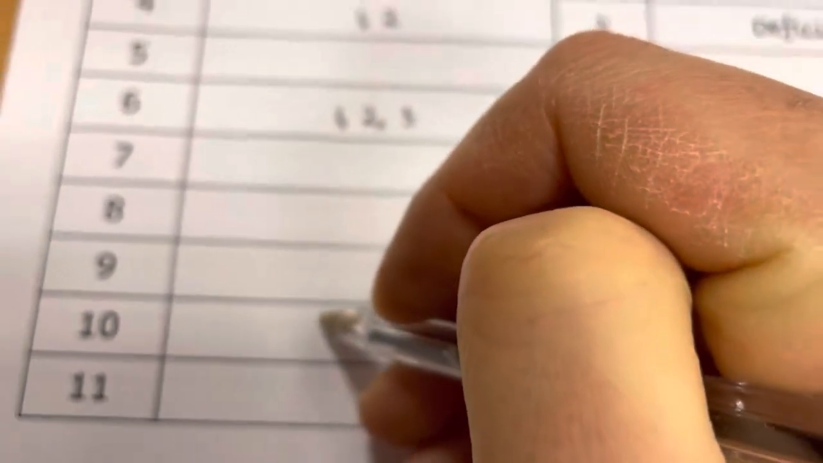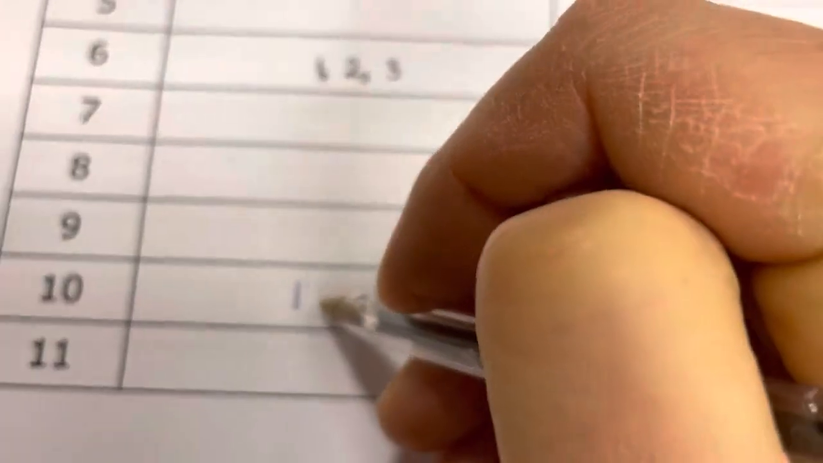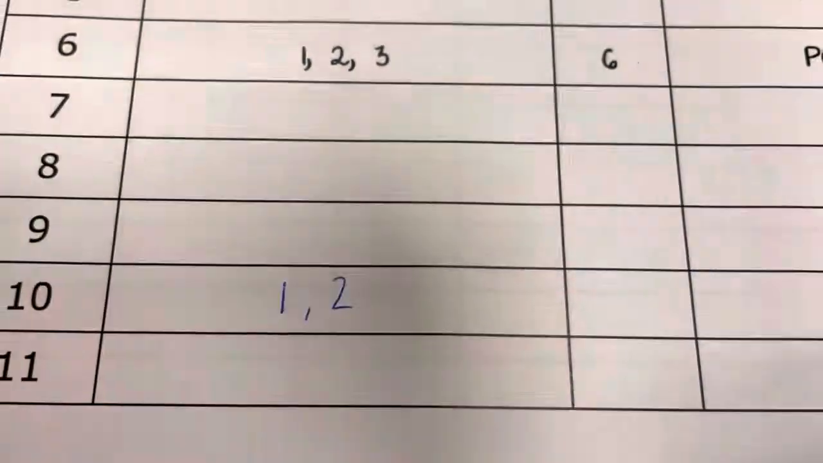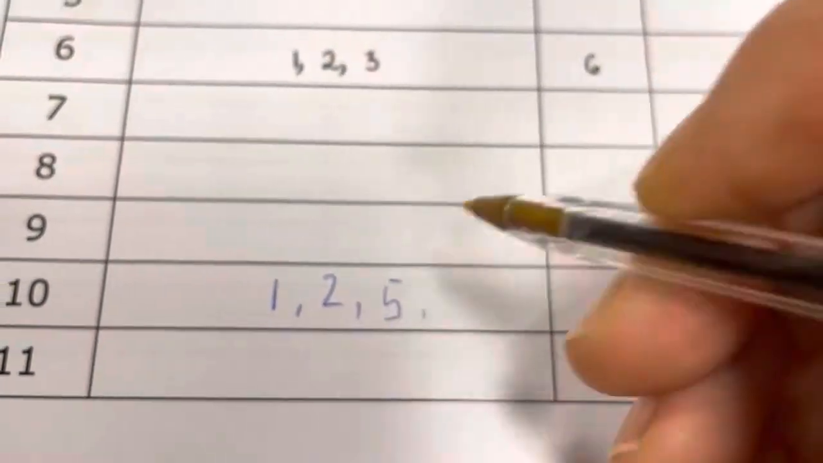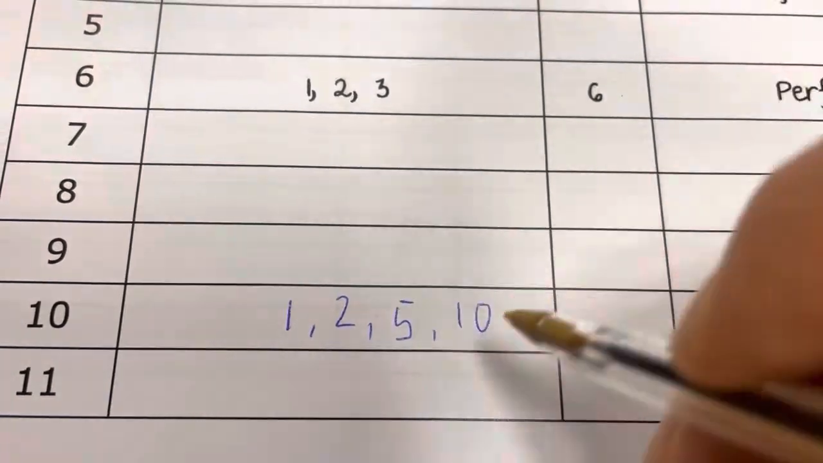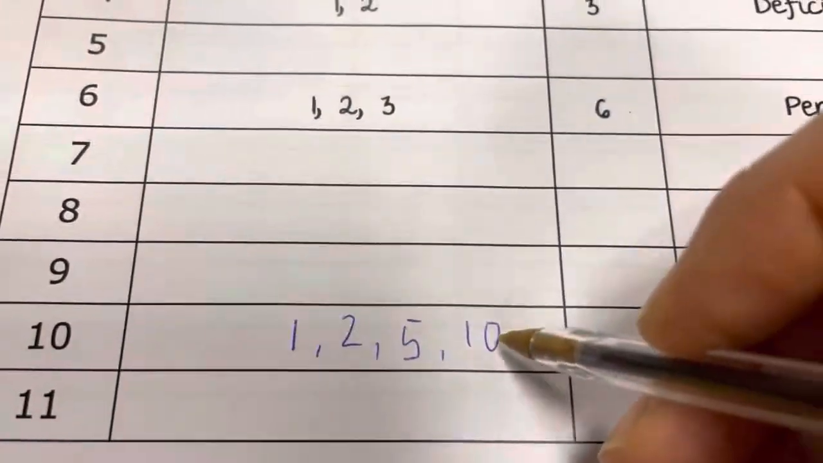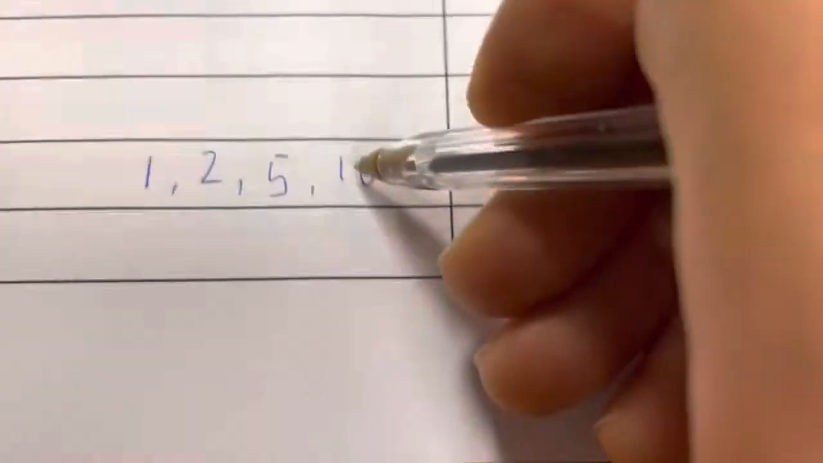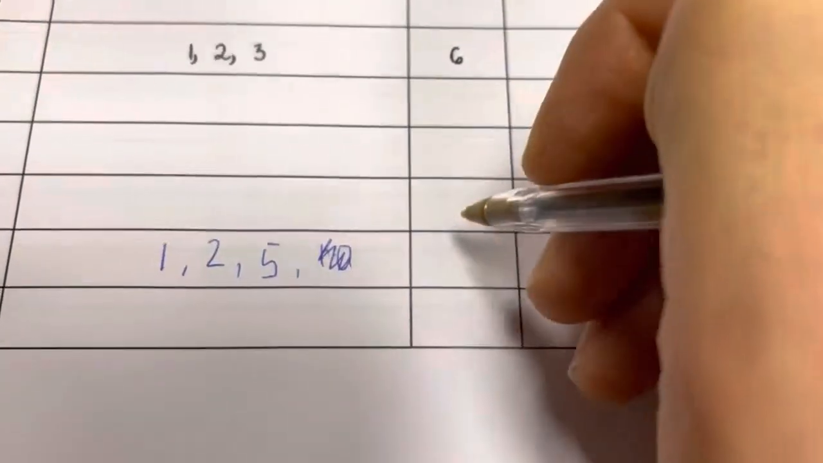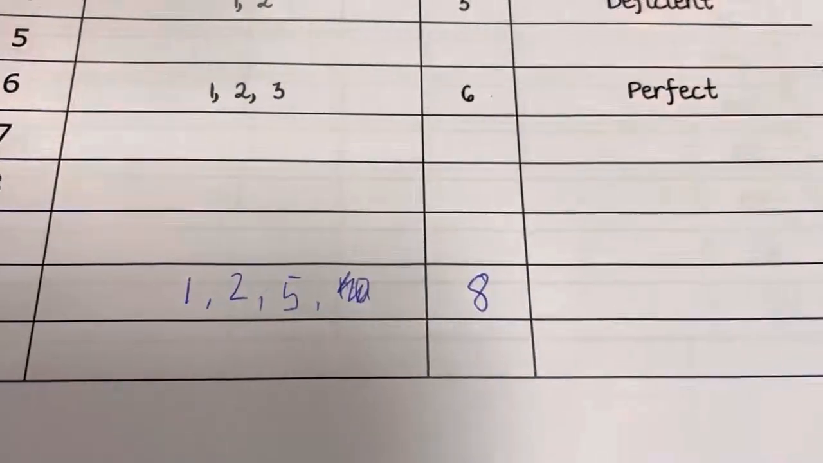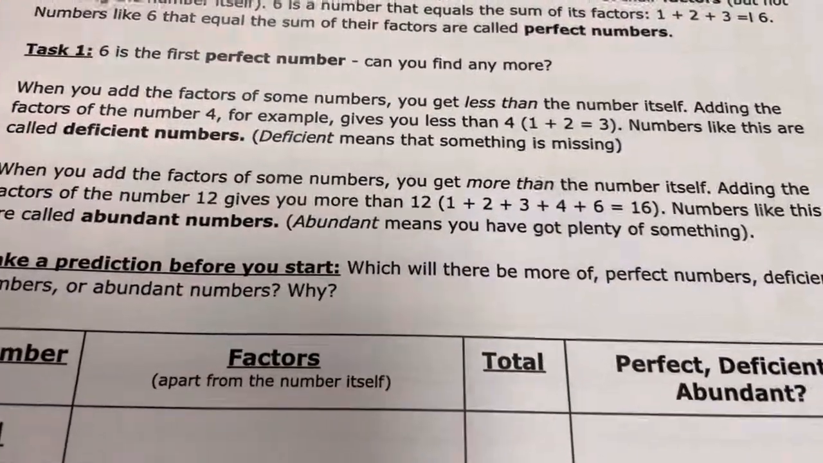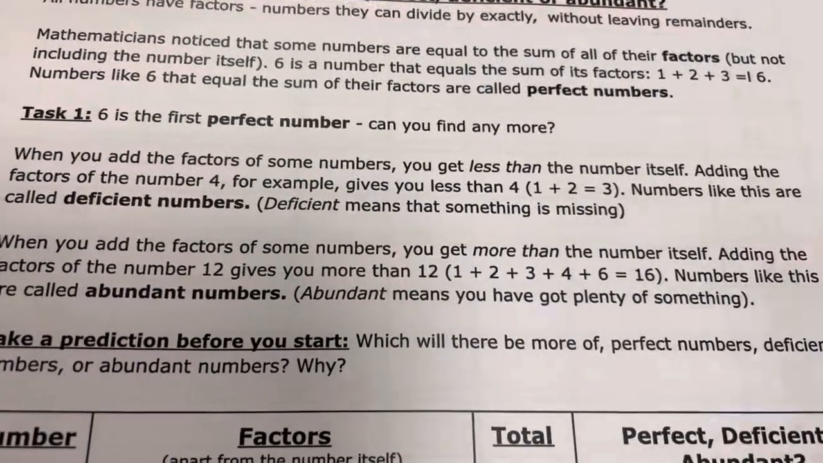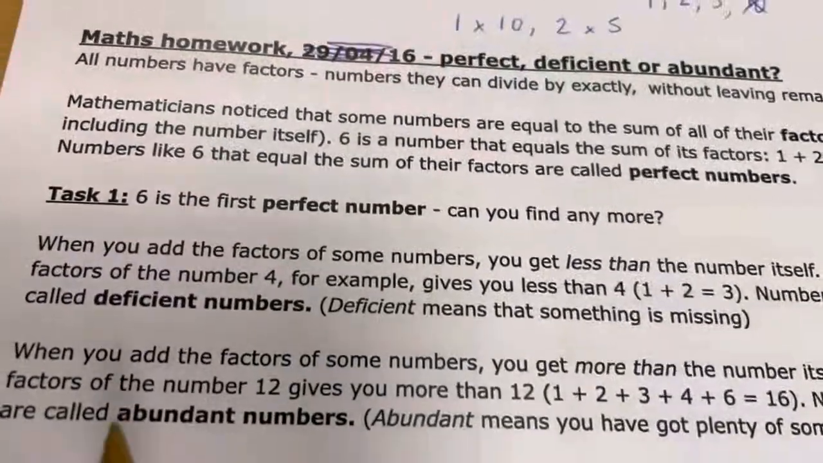So on the table here, the factors of 10 would be 1, 2, 5 and 10, and when you add those together without the number itself, so we'll get rid of 10, you get the number 8. So numbers where all the factors add together to give you the number itself are called perfect numbers.